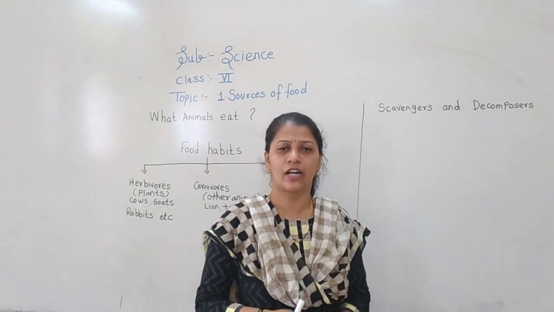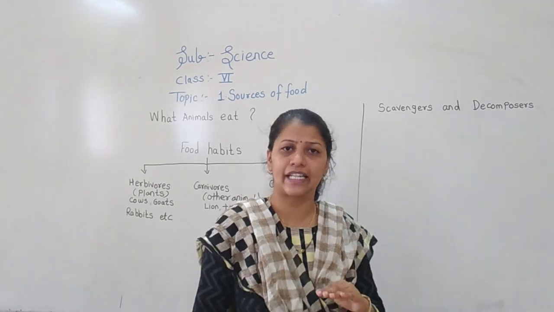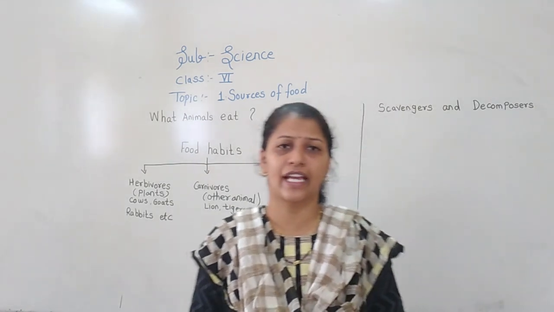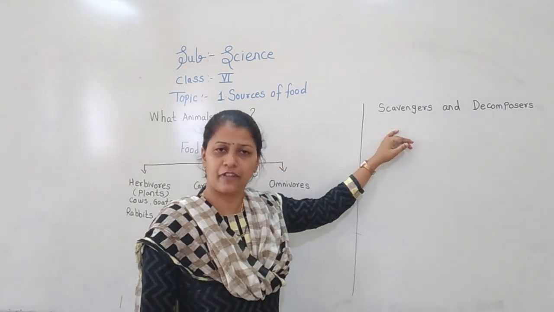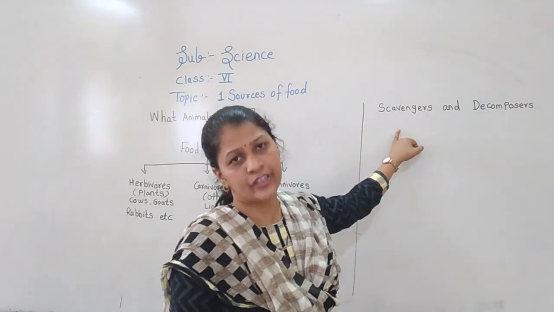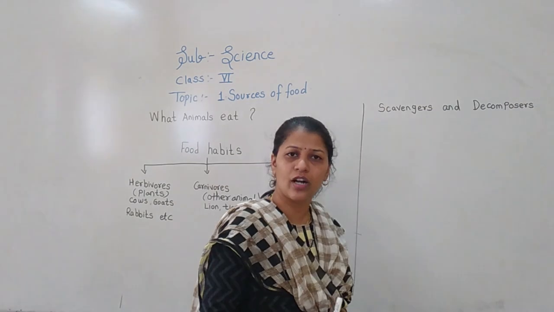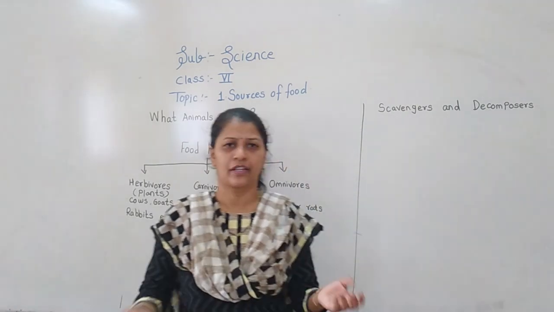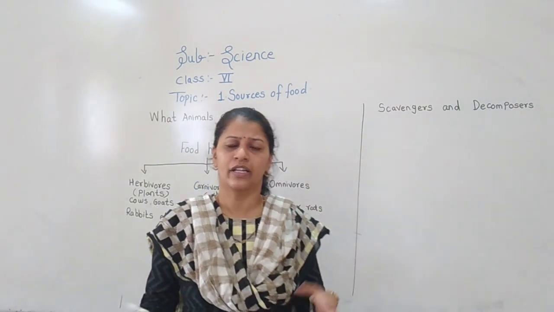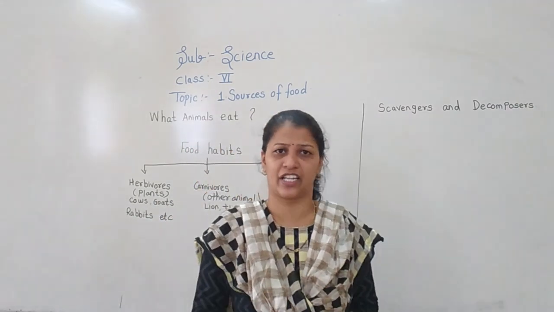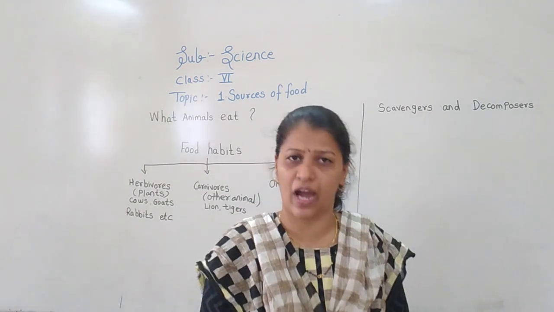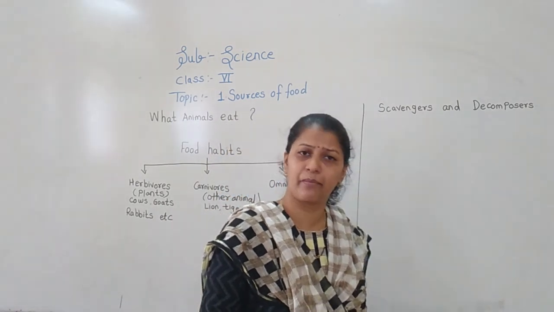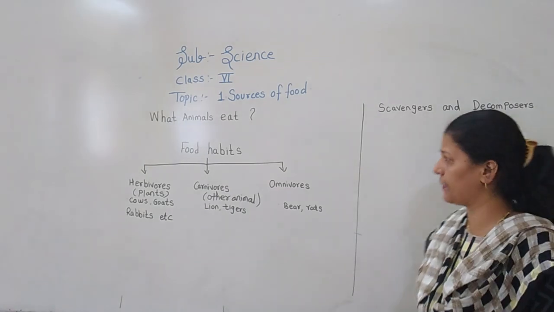Now, there are some animals which eat the flesh of dead animals. They eat the flesh of dead animals and clean the environment too. For example, if you see any dead animal on the road, all the crows come together and eat that flesh, yes or no? It helps to clean the environment, and it protects our environment. Are you getting this?